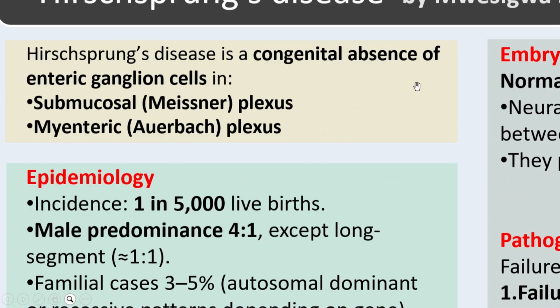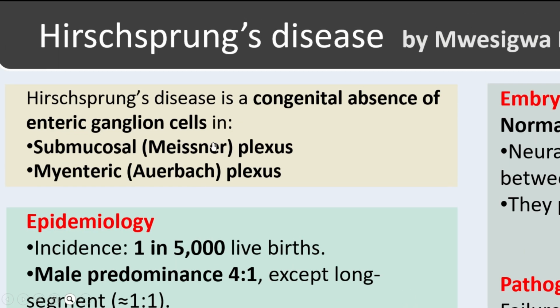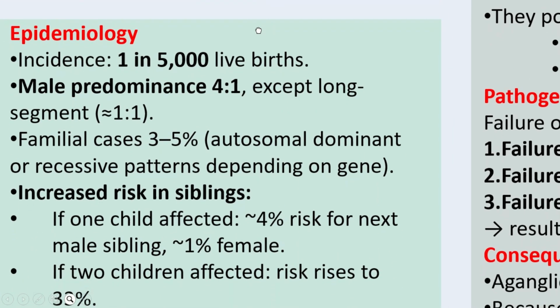So the digestive system has its own nervous system that can work separately from the central nervous system. We have the two plexuses: the submucosal plexus, or what we call the Meissner's plexus, and the myenteric plexus. And in Hirschsprung's disease, we have an abnormality where we don't have these two plexuses.